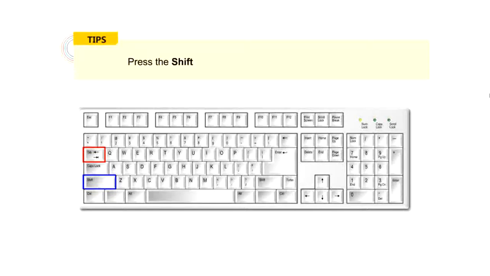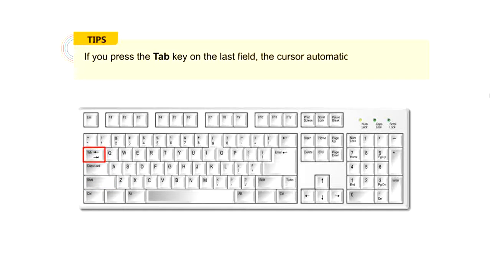Let me share a tip now. Press the Shift plus Tab key to move to the previous field. If you press the Tab key on the last field, the cursor automatically jumps to the next row.